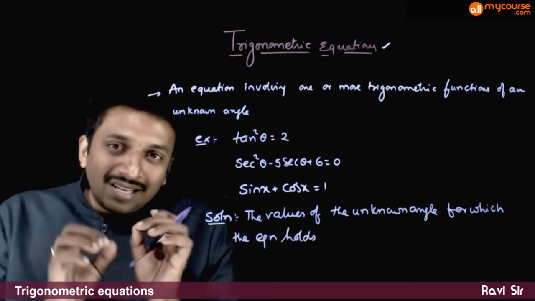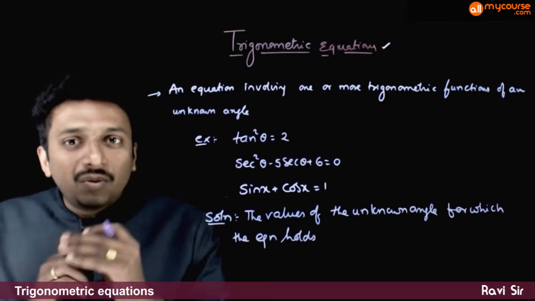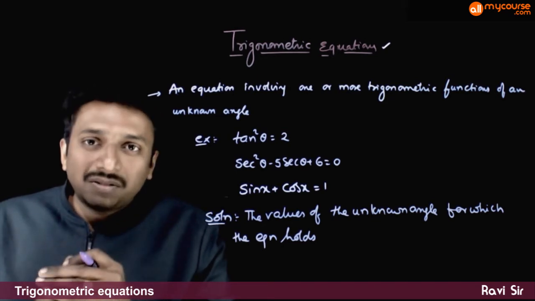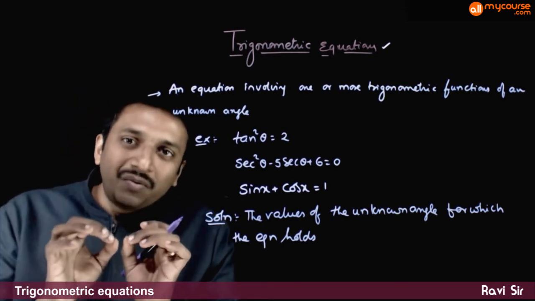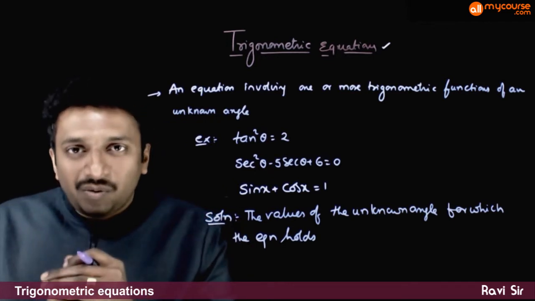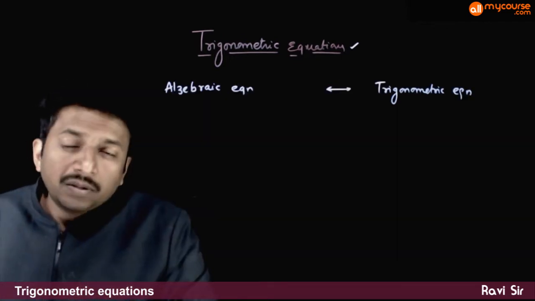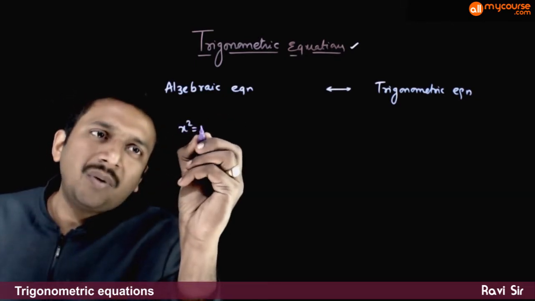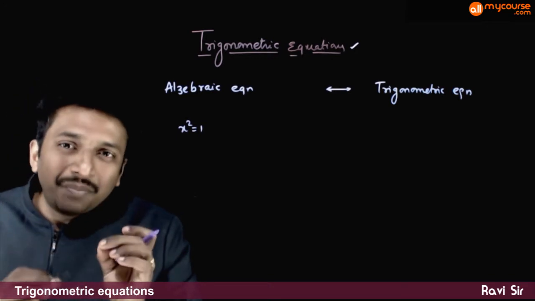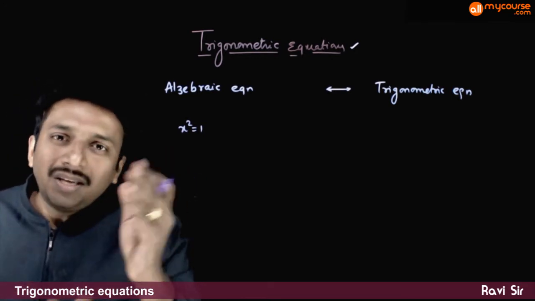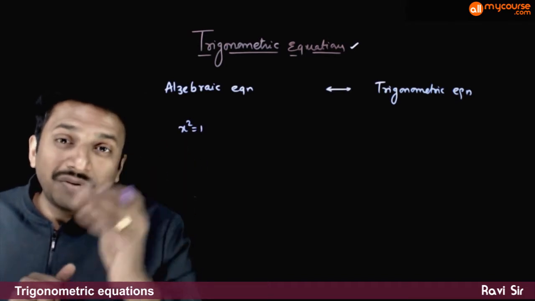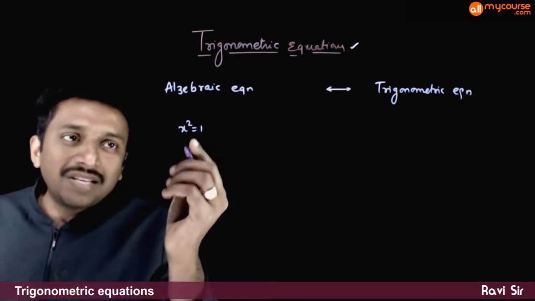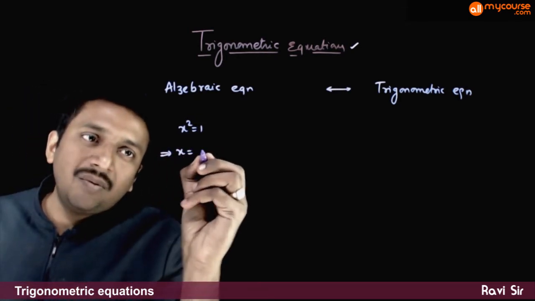But there is a slight difference between the normal equations that we have encountered till now, which are called algebraic equations, and trigonometric equations. So first let us see the difference between algebraic equations and trigonometric equations. For example, let us take a very simple algebraic equation, which is x square is equal to 1. It's a very simple quadratic equation. What are the solutions of this algebraic equation? That means, what are the values of x for which this equation holds? Obviously, x square is equal to 1 implies x is equal to plus or minus 1.